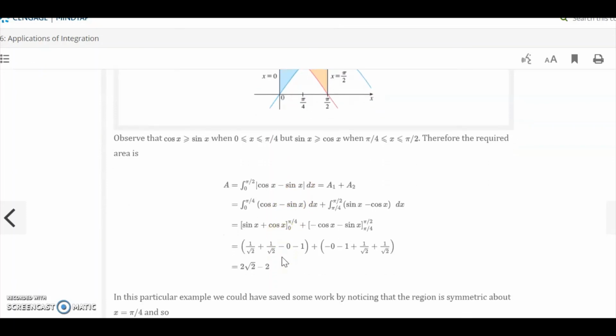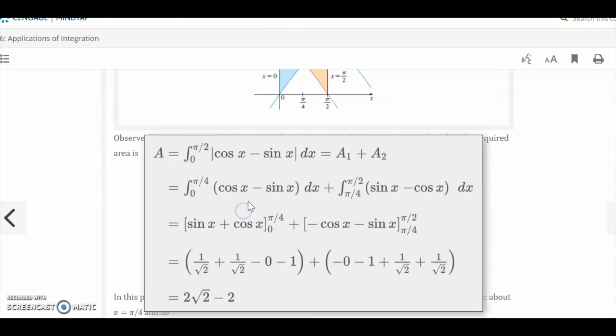So in other words, down here, they have from 0 to pi over 4, they have cosine first. That's our top function minus our bottom function. Then for the rest of it, from pi over 4 to pi over 2, they have sine minus cosine.